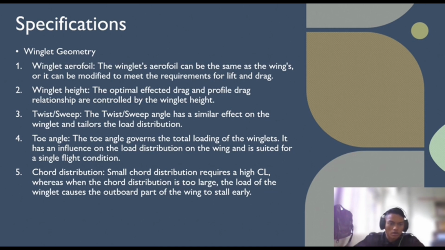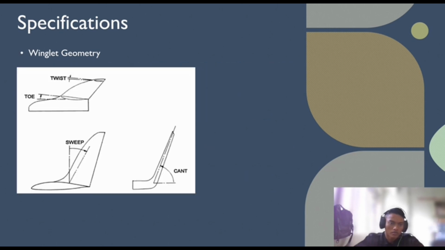Next, toe angle. The toe angle governs the total loading of the winglets. It has an influence on the load distribution on the wing and is suited for a single flight condition. Next, chord distribution. Small chord distribution requires a high coefficient of lift, whereas when the chord distribution is too large, the load of the winglet causes the outboard part of the wing to stall early. So we can see the figure of the winglet geometry specification.